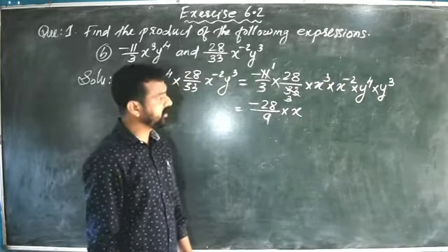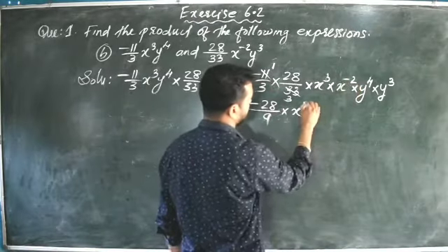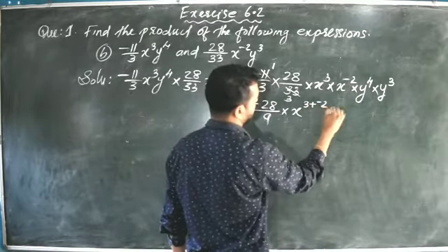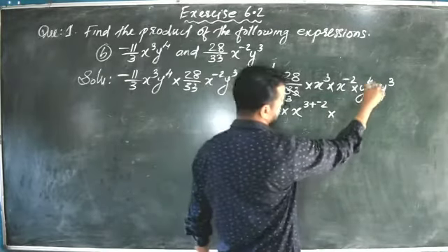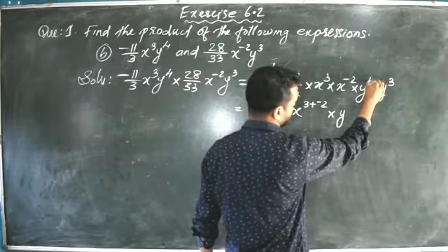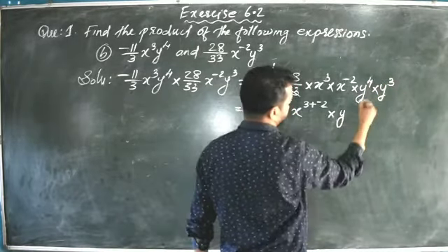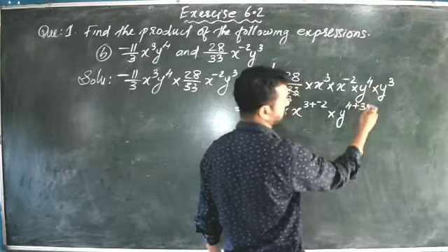We have to use the laws of exponents, that is p raised to m into p raised to n is equal to p raised to m plus n, that is 3 plus minus 2 here, into y raised to 4 into y raised to 3. There also we have to use the laws of exponents. It is of the form p raised to m into p raised to n is equal to p raised to m plus n, then here it will come 4 plus 3.